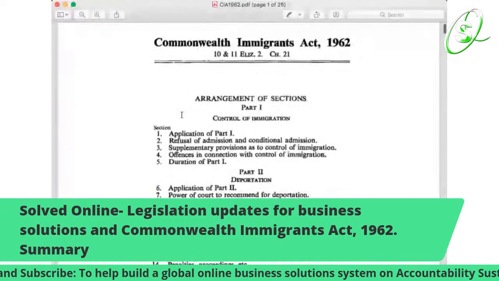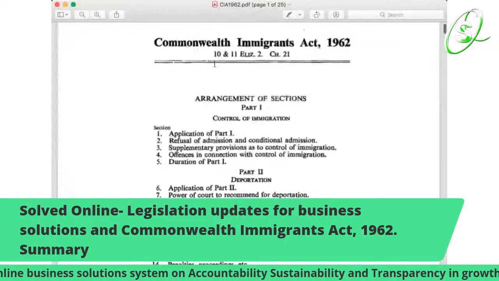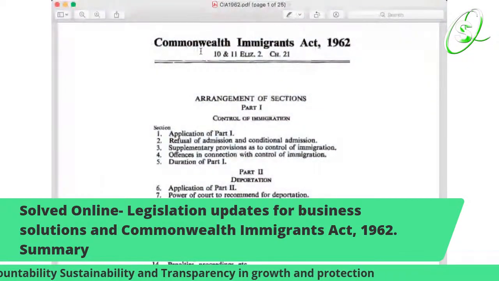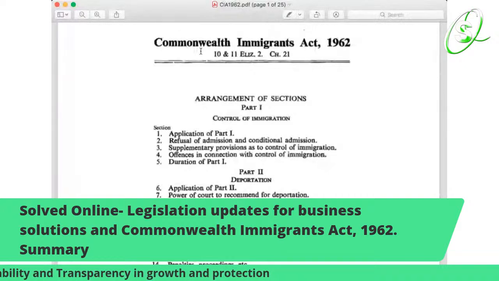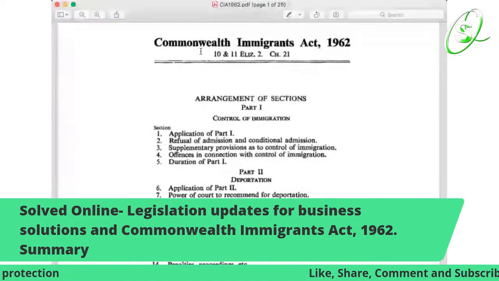As you can see, arrangement of sections, control of immigration. Remember, this is the Commonwealth immigration, not the Immigration Act itself. So this is the principal act of the immigration. So this is talking about the Commonwealth.